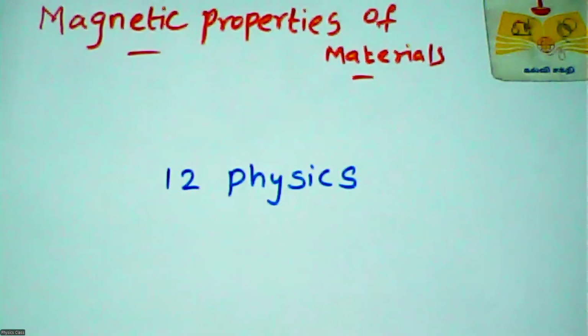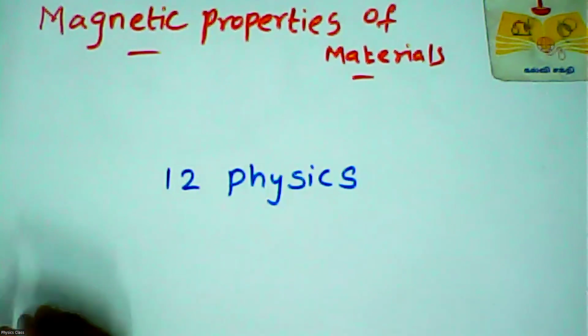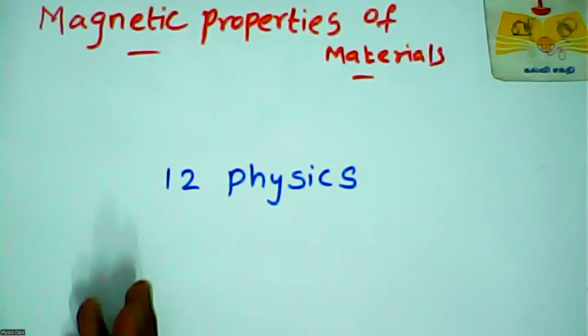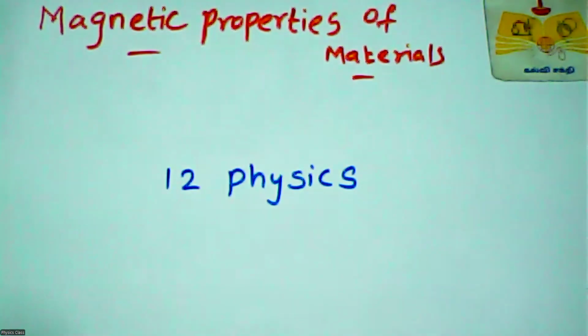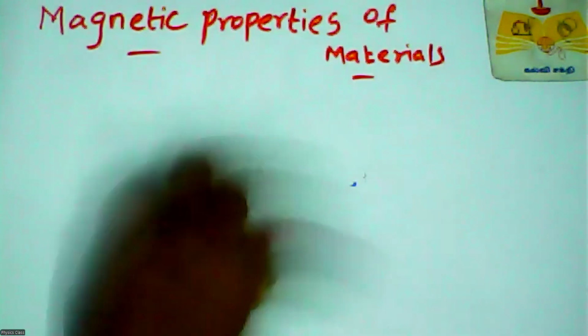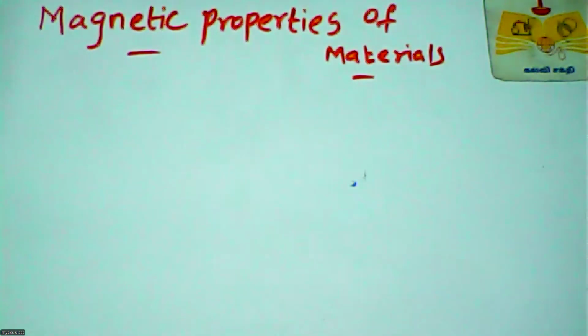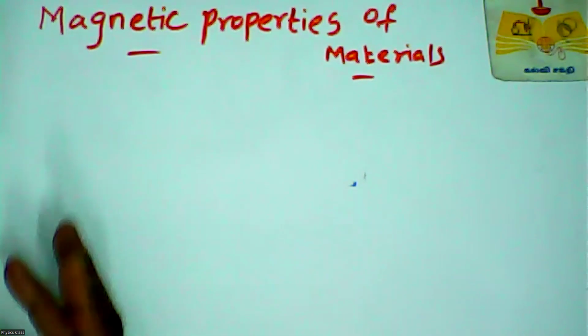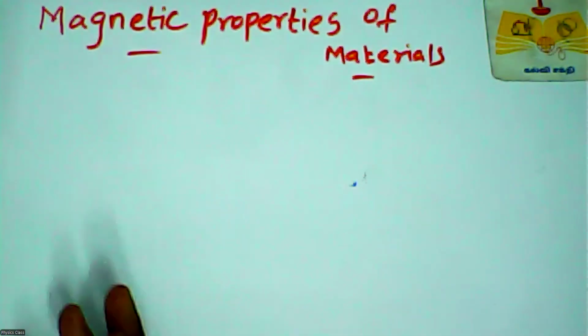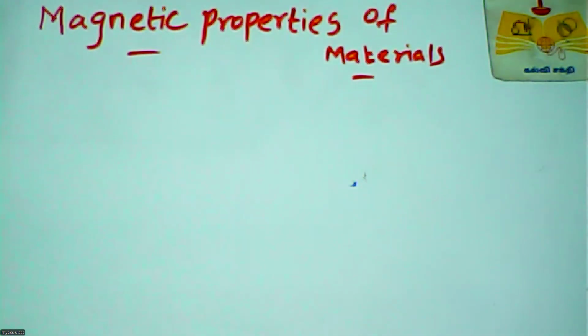Good evening, student. Today we are diving into materials, but not just how they look or feel, but how they react to the magnetic field. Our topic is the magnetic properties of materials, which belongs to class 12. Specifically, diamagnetism, paramagnetism, and ferromagnetism. These are the important topics today.